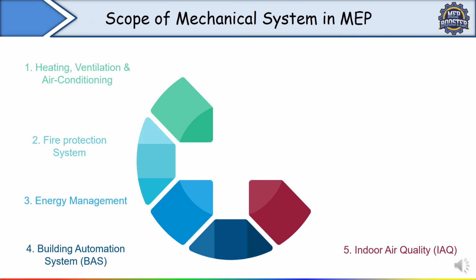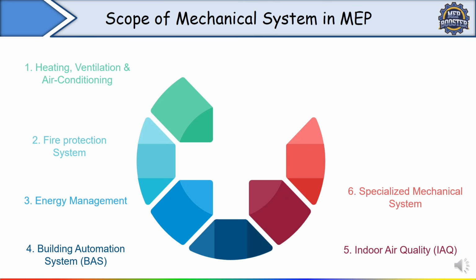Then the next is indoor air quality. Mechanical systems, as all of you know, play a critical role in maintaining indoor air quality. This includes the use of air filters, air purifiers and ventilation systems to remove pollutants, allergens and contaminants from indoor air, ensuring a healthy indoor environment.